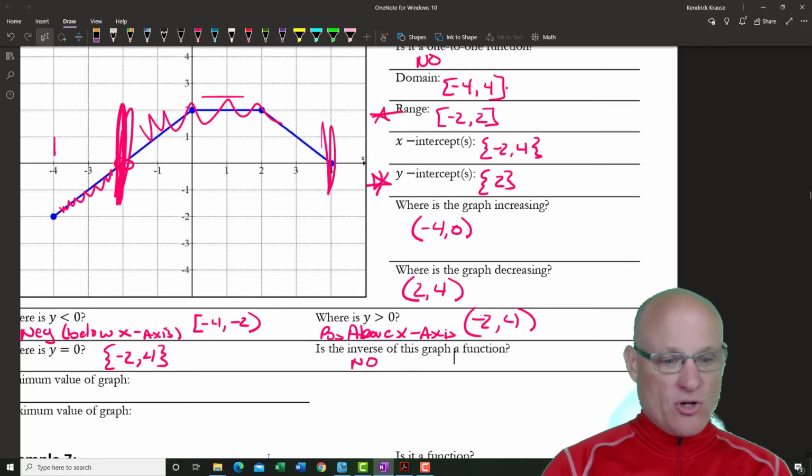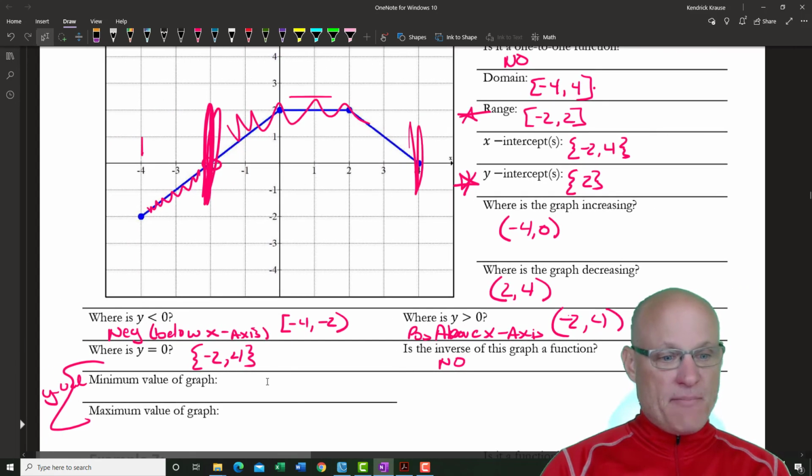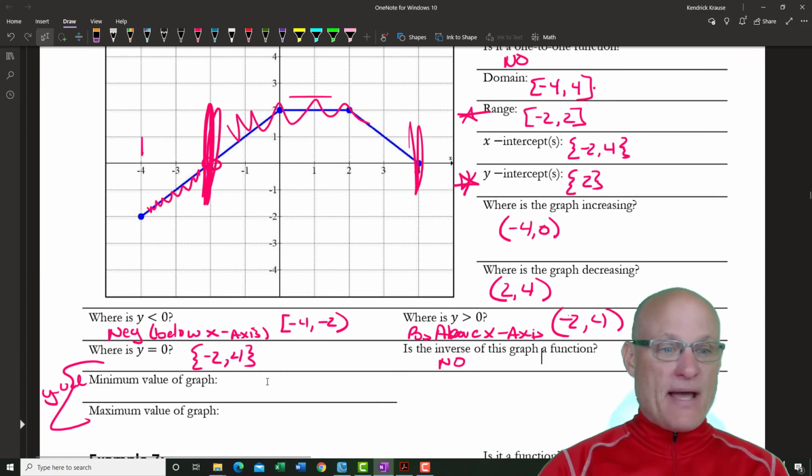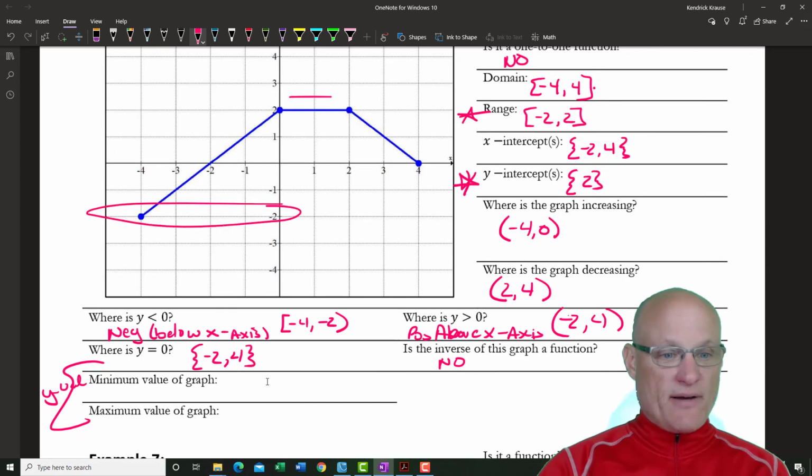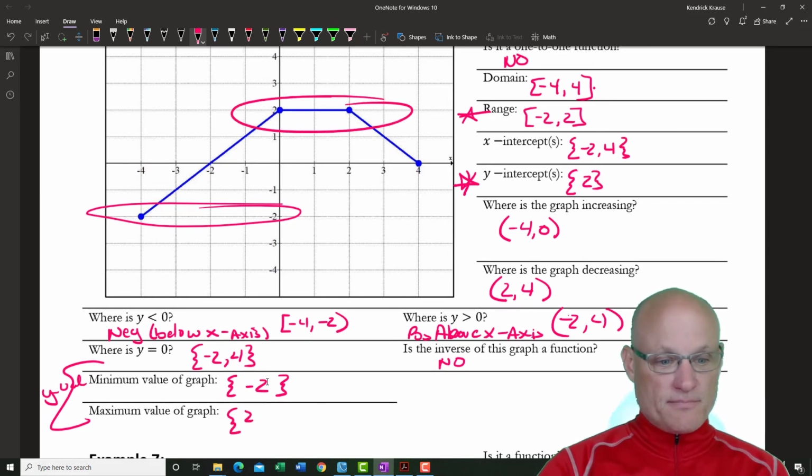All right, we're almost done. Min and max. Well, remember, now we've got min and max. That's where we're going to use our y values. So what is the lowest y value? The lowest y value is right here at negative 2. And what's the highest y value? That's up here at positive 2.